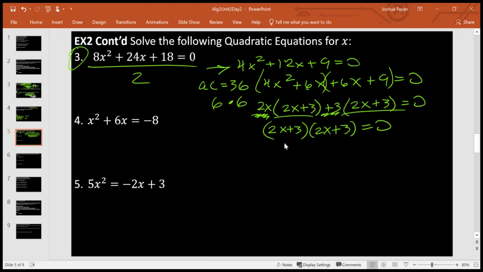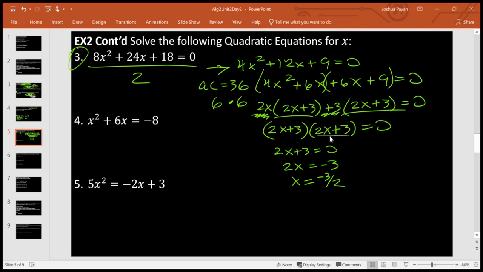Okay, so that means we have the same binomial factor twice. I'll talk a little bit about what that means in a second. So I'm going to set this individually equal to 0: 2x plus 3 equals 0. Subtract 3 from both sides, divide by 2. So we get that x is negative 3 over 2, or negative 1.5 if you like decimals.